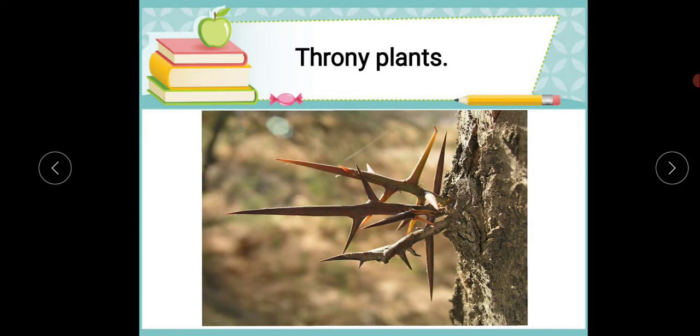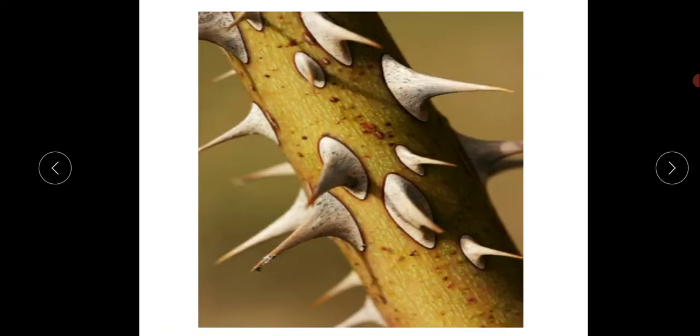If you touch the thorns, you will get hurt, right, children? Some plants have thorns in them. Look here, you can see how the thorns are. They are so close together, and they are very sharp. Look at the sharpness of the thorns. If we touch them, we'll bleed, right?